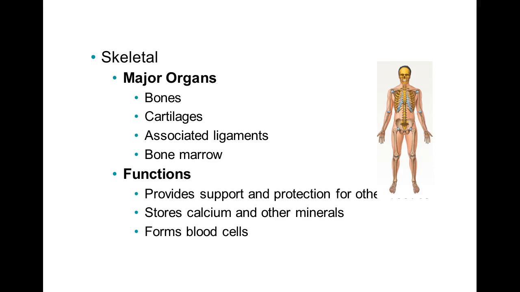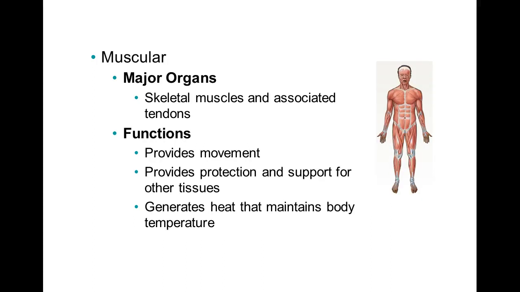Skeletal system: major organs, bones. You do have cartilage, ligaments, bone marrow. Function to support and protect. Protect other organs. I cut the organ word off there, sorry. Stores calcium and other minerals, and that marrow that is housed and protected by the bone is where the formed elements come from for blood. So the red blood cells and white blood cells come from the marrow of the bone.